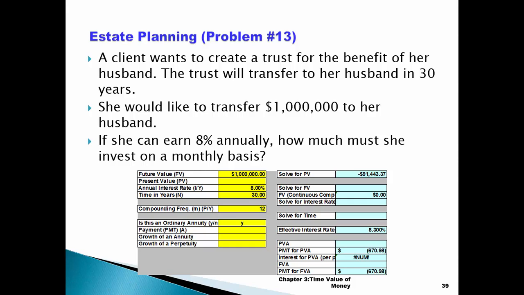So if you go down below, to get this future value, we're going to make payments. Down below here, the future payments for future value of annuity, she would have to make $670.98 of payments every month for 30 years. That would accumulate to $1 million to be transferred into the trust.